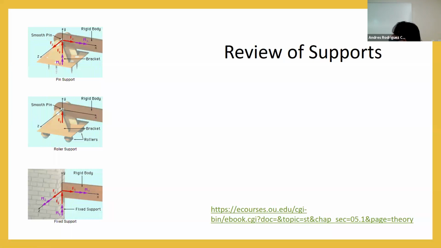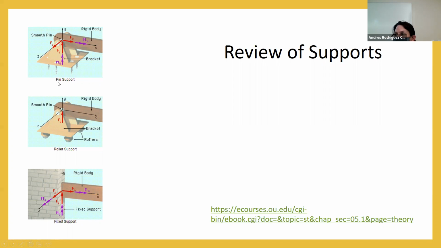So first, we are going to have a small review. This is going to be very simple because you already took statics before. But usually we get these 3 types of supports.